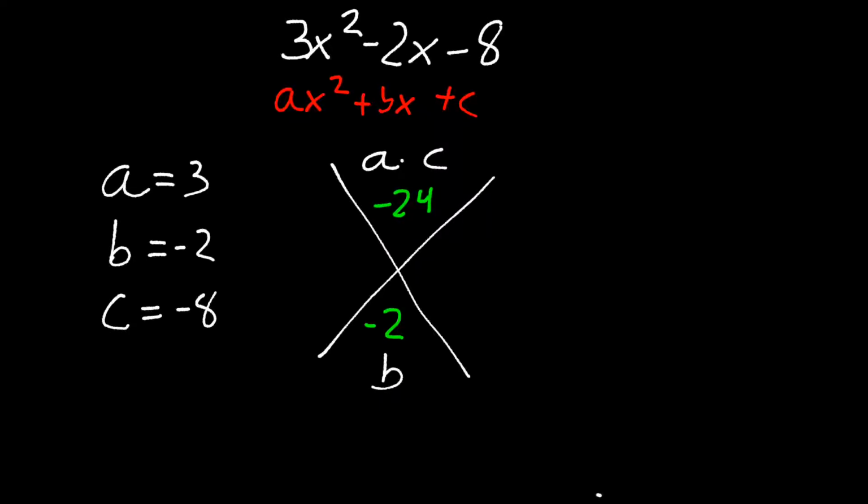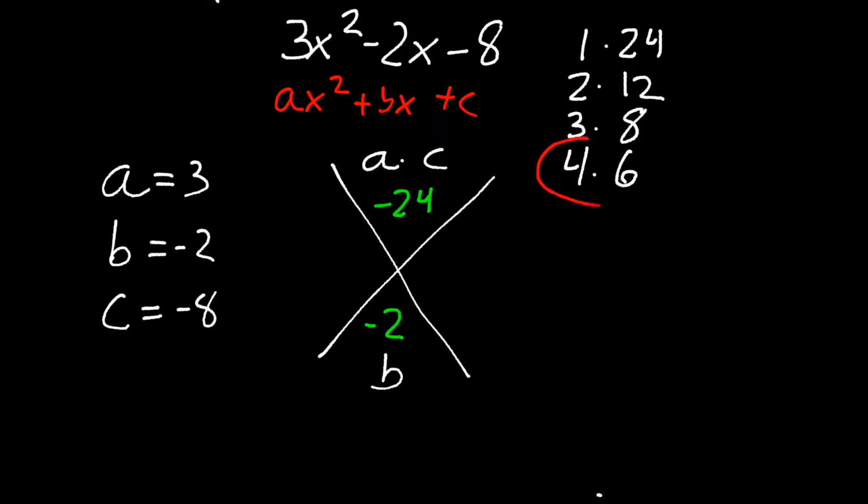If we need to, we can create our list of factors. I've got 1 times 24, 2 times 12, 3 times 8, and 4 times 6. Only one of these, when we make some of them negative and some of them positive, will multiply to negative 24 but add to a negative 2. And that choice is going to be from 4 and 6. I need a negative 6 and a positive 4. Negative 6 times a positive 4 is a negative 24, and adding them together gives us a negative 2.